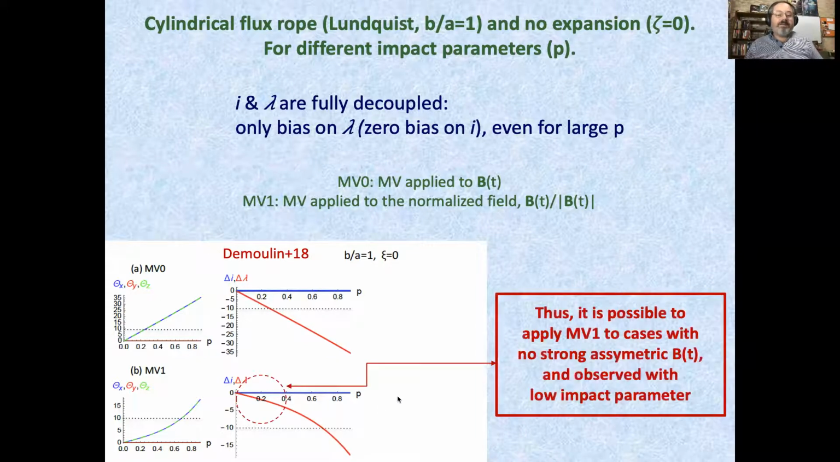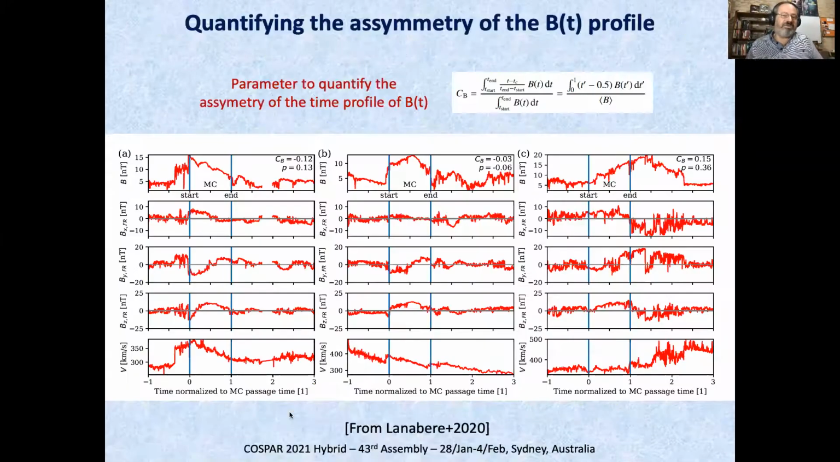So summarizing, if we use this method to obtain the orientation of the flux rope, and we use cases without strongly asymmetric BT, because we tested for symmetric cases, and with small impact parameter, because we don't want delta lambda huge, so we needed to be very close to 0 in delta lambda. So if we are in this circle, so impact parameter lower than 0.4, we get uncertainties only on lambda and less than 5 degrees, which is pretty nice.